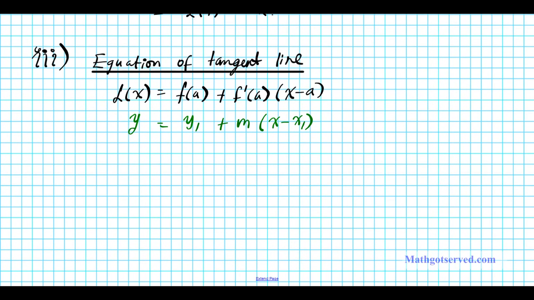Alright, so they mean the same thing, okay? But this is a much more advanced notation. L of x equals f of a plus f prime of a times x minus a. So in order for us to write down the equation of a line in algebra, we needed a point and a slope. Okay, we needed x1, y1, and m.